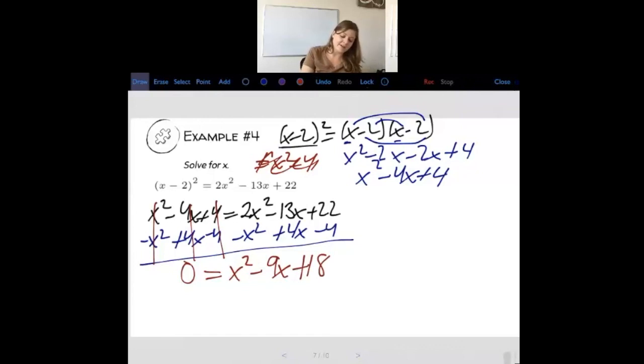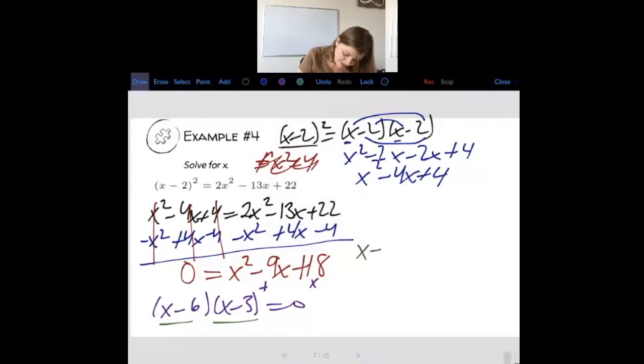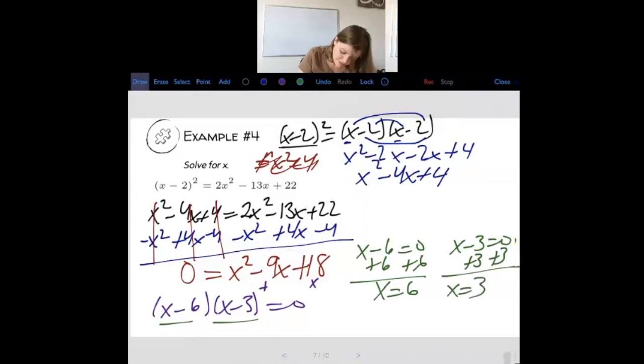So now we factor. In this case, a is equal to 1. So we're looking for two numbers that multiply to 18 and add to negative 9. In this case, the two numbers are x minus 6, x minus 3 equal to 0. And you would set each of those factors now equal to 0 to find the values of x. So we have x minus 6 equals 0, x minus 3 equals 0, add 6, add 3. So our two answers are x equals 6 and x equals 3.